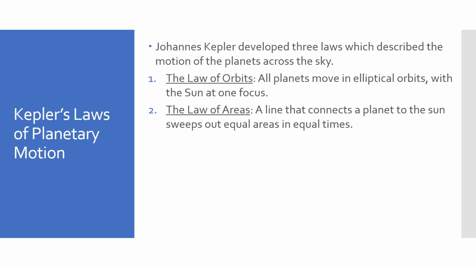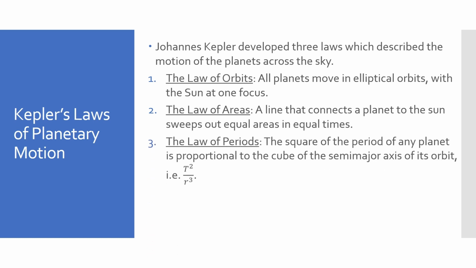And the third law is the law of periods, saying the square of the period of any planet is proportional to the cube of the semi-major axis of its orbit. To put it in algebraic terms, t standing for the time it takes for one orbit, or the period, capital T squared over r, where r is the distance from the centre to the outside of the orbit, it's like a radius from the centre of the ellipse. So T squared over r cubed is a constant for every planet in the solar system.